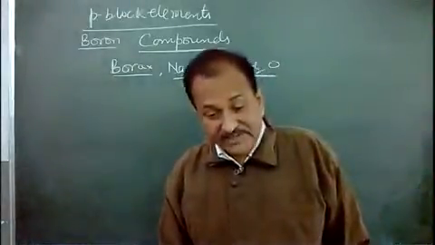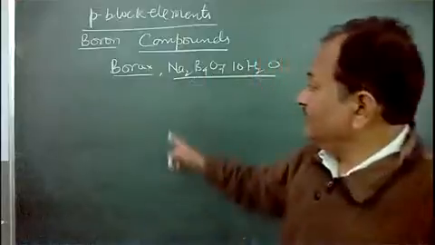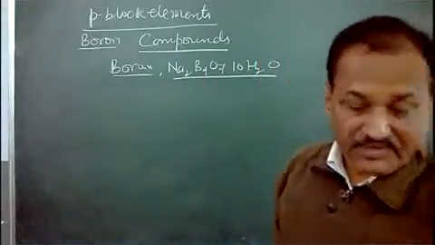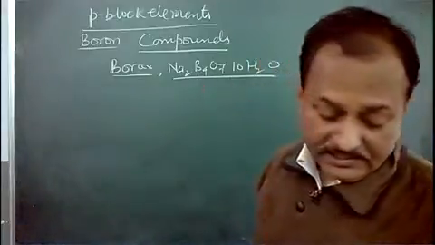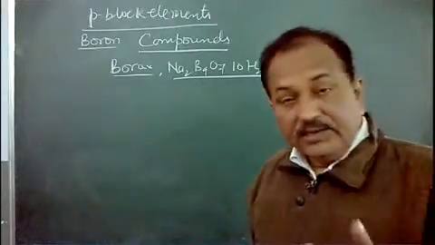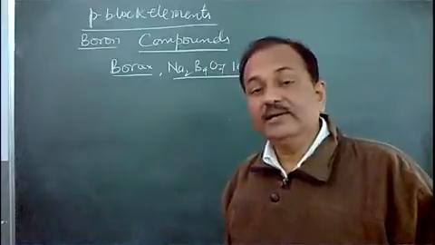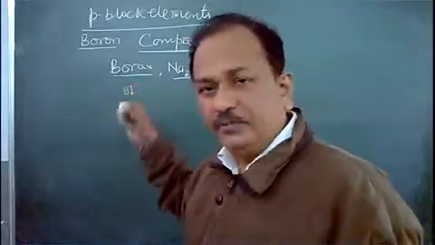Children, we will see some of the compounds of boron, and first is borax. Its formula is Na2B4O7·10H2O, and it is a white crystalline solid. It is just a few points.